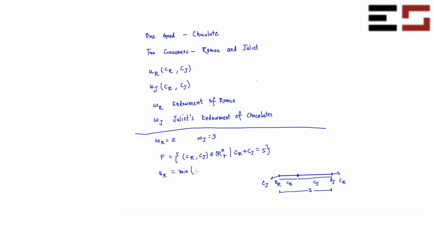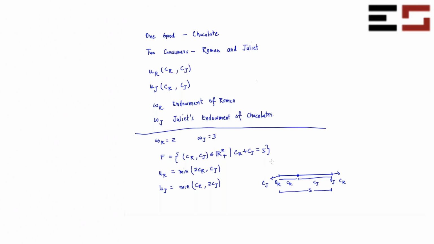Should I put 2CR or 2CJ? Let's say Romeo likes Juliet to consume more, so min of 2CR, CJ is going to work. Let's say Juliet also has this perfect complement kind of preference, where the utility function is min of CR, 2CJ. Is that fine? Now let us figure out the set of all efficient allocations.